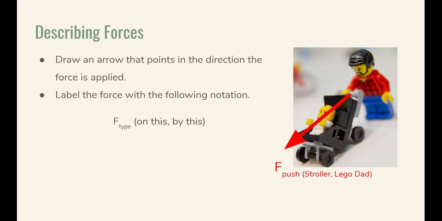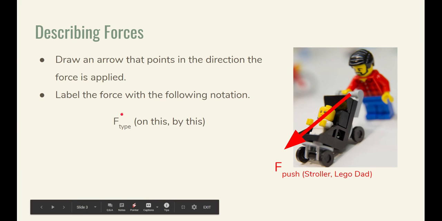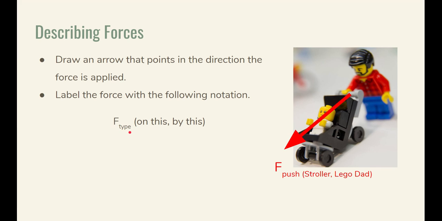We're going to try to describe these interactions on force diagrams, and in order to do that, the first step is to draw an arrow that points in the direction that the force is applied, and then the second step is to label the force with the following notation. Now, this may look complex, but it actually allows us to communicate quite a bit of information in not a lot of space. So all forces are going to be labeled with a capital F for force. Then we're going to use a subscript in order to tell what type of force we're discussing, and we will talk about the most common types within the slideshow.